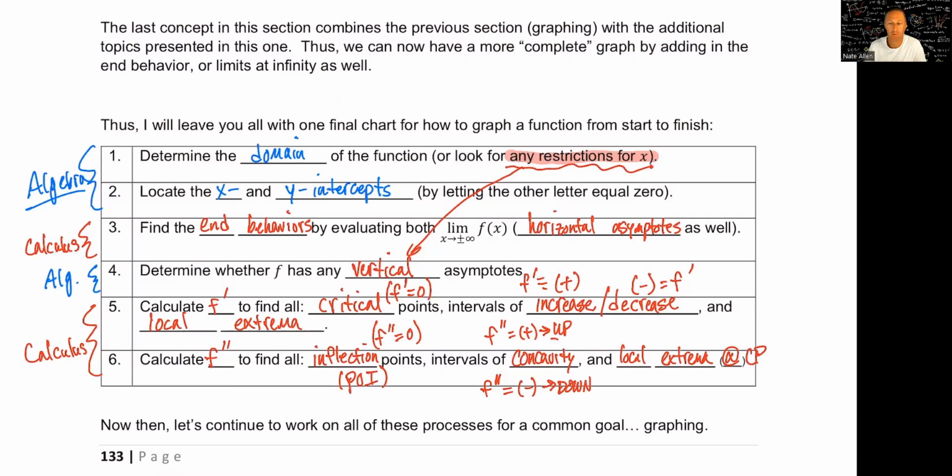So our goal is to be able to put all of this information together for one goal, and that is to graph as closely as possible to the actual representation of a graph in technology. So keep working at it. Try to put all of this together, really understanding what you're doing, why you're doing it, and what it's finding, and continue to work towards comprehension.